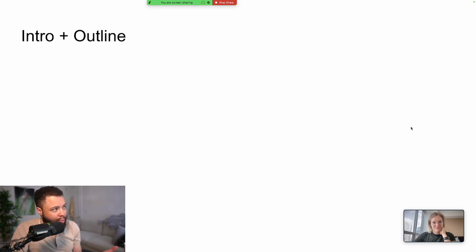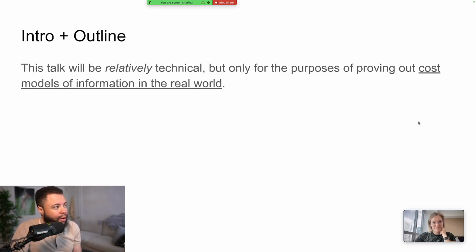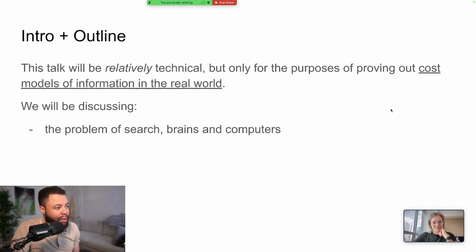So this is going to be the outline of the talk. It's going to be relatively technical, but it's really only for the purposes of proving out the cost information of these models in the real world, and the trade-offs of what might happen in practice and theory versus what actually happens when you implement these tools on Earth. So what we'll be talking about is the problem of search, brains and computers. We'll talk about brains and computers first, and particularly the distinctions and differences between how brains and computers store and process information.